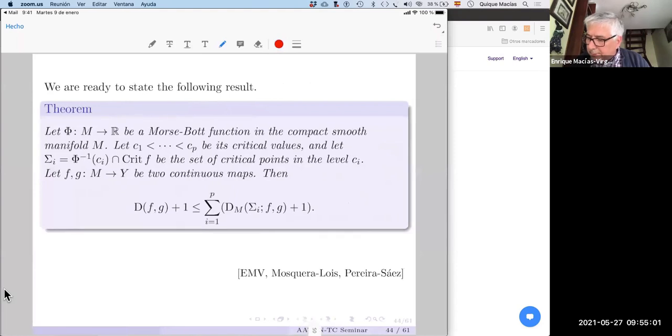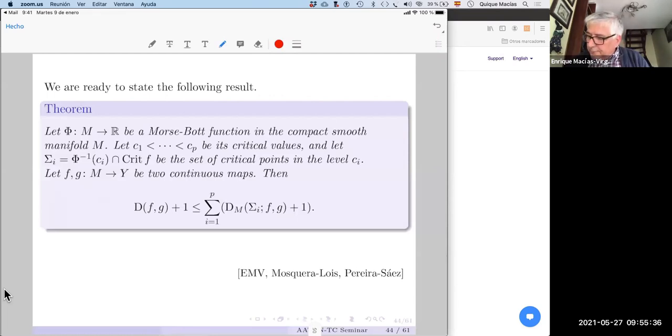Okay, so our main result is that if you have phi, a Morse-Bott function on the compact smooth manifold M, and C1, ..., Cp are the critical values, and you call sigma_i the set of critical points in the level Ci. And now if you have two continuous maps defined on the manifold, then the distance between F and G is bounded by the sum of the relative distances on the critical manifolds. So the two theorems before are particular cases.